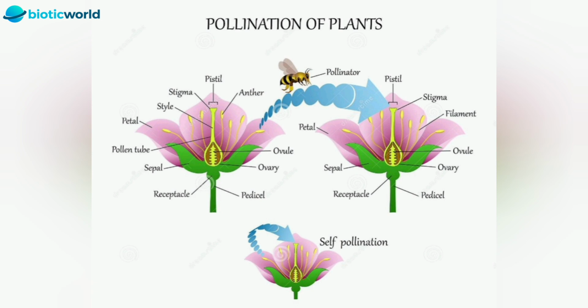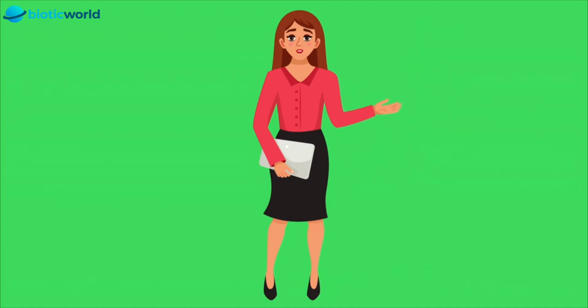Next is cross-pollination. Cross-pollination occurs when pollen from one plant is transferred to the stigma of a different plant of the same species. This is the most common type of pollination in flowering plants and encourages genetic diversity.